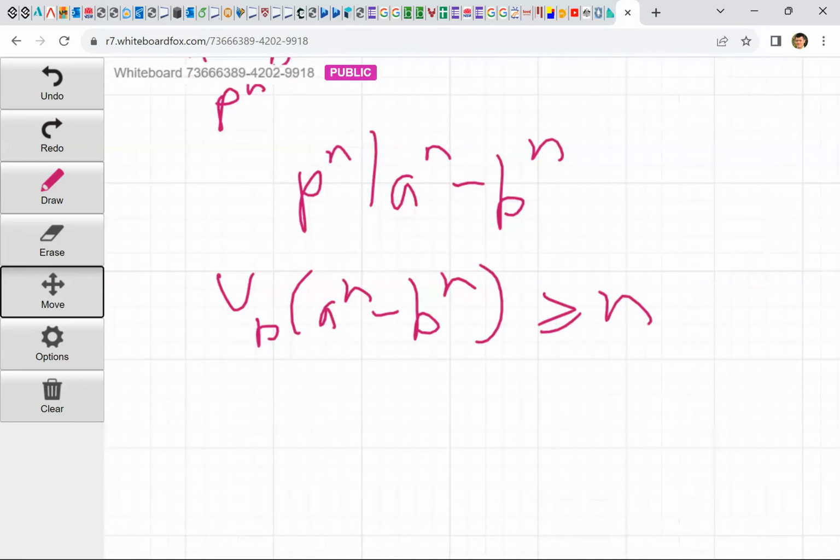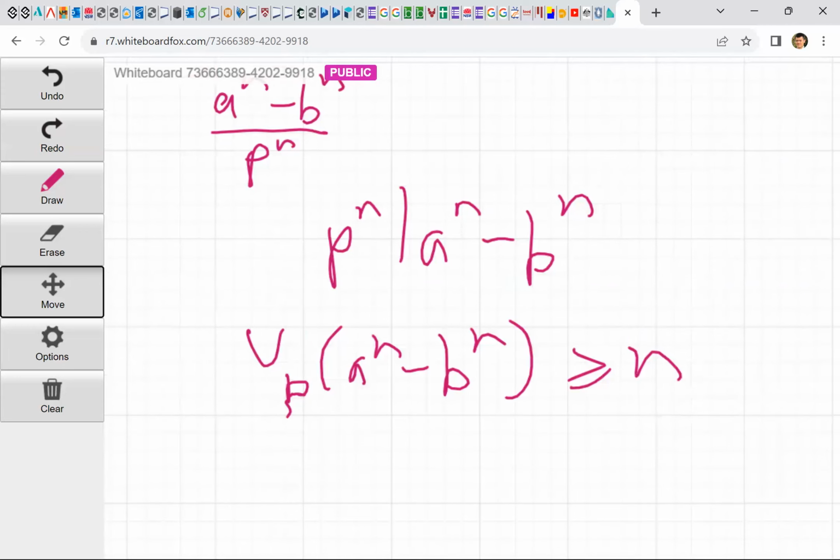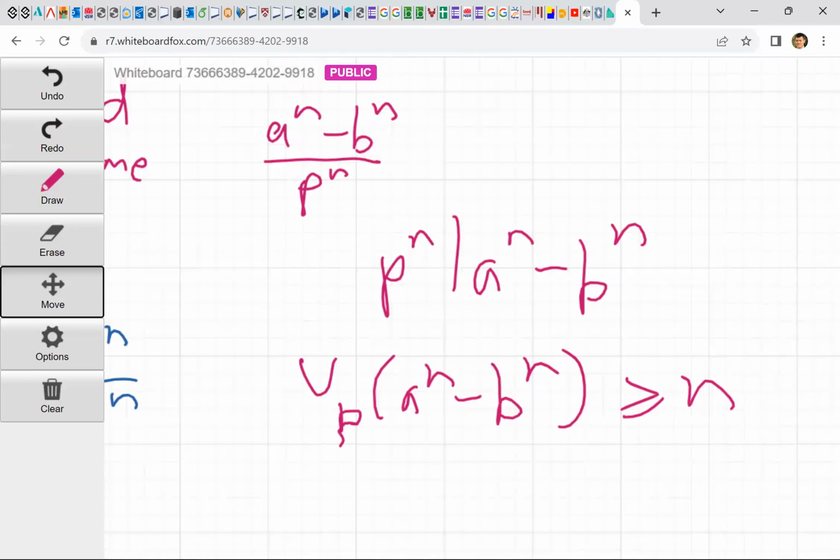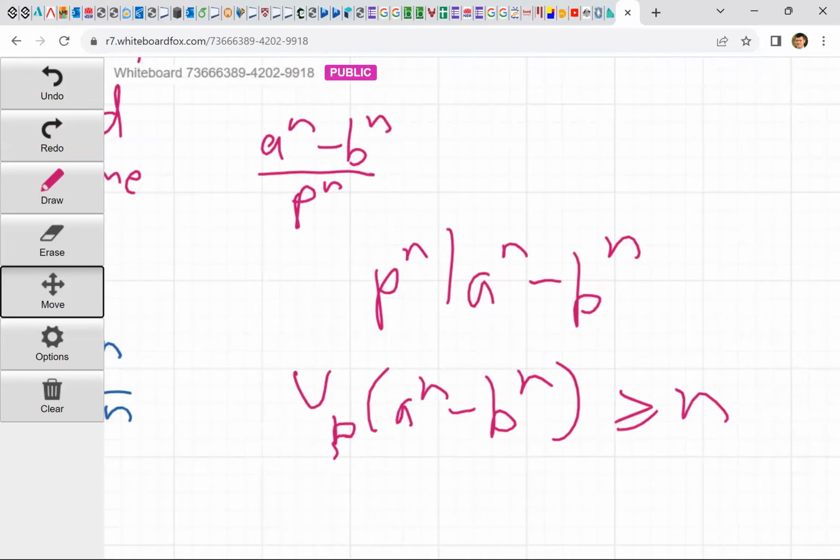Yeah, I did the thing. So that's similar to mu. Basically, this mu thing, mu subscript P, is how many P's there are in A to the n minus B to the n. If you take the prime factorization of A to the n minus B to the n, you take the exponent on P. That's what this represents.